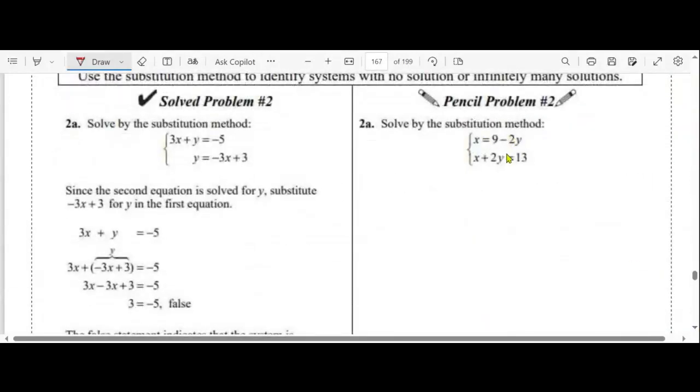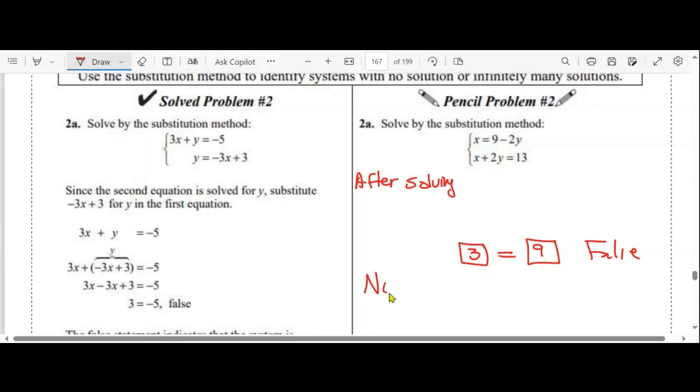Now this is the same thing, right? You do the same thing, but when you do substitution, you will get one value equal to another value. You don't get x and y. If you get, for example, 3 equals 9, is this true? After solving, is this true? False. Therefore, should we say there is a solution or there is no solution? No solution.